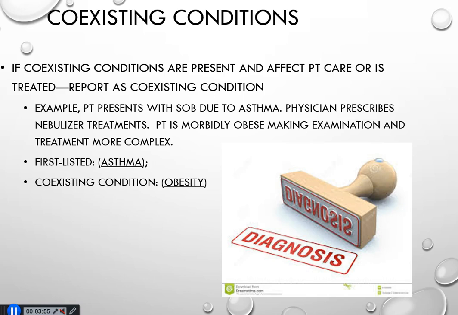Another example would be that the patient presents with shortness of breath due to asthma. The physician prescribes nebulizer treatments. The patient is morbidly obese, making examination and treatment more complex. So our first listed diagnosis is the reason for that encounter, which is asthma. Remember, shortness of breath is a symptom of asthma. So we're not going to code that in the outpatient setting. And then we have that coexisting condition that is affecting treatment, and it's obesity.